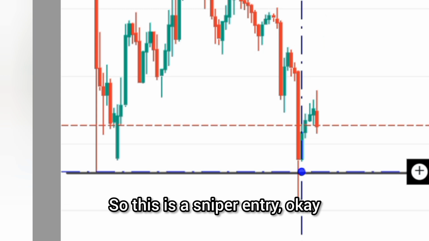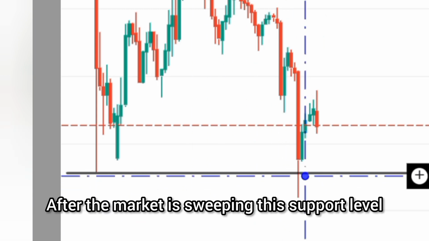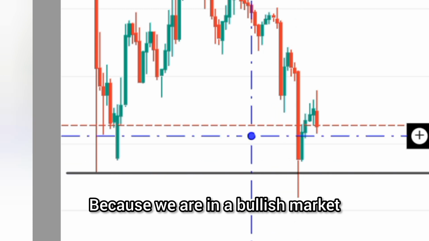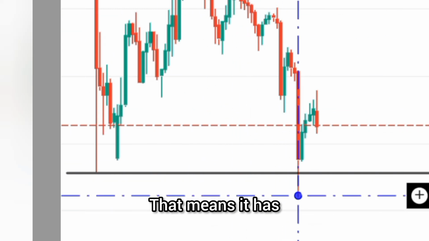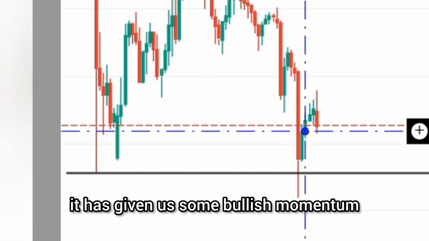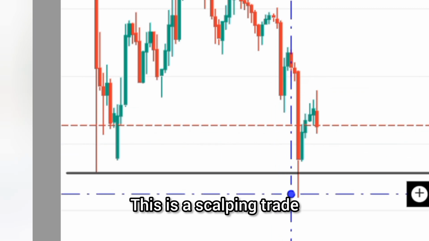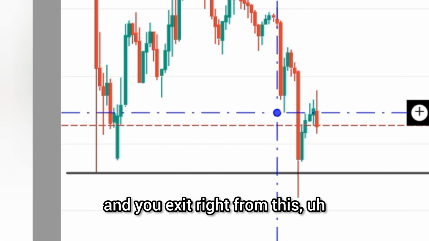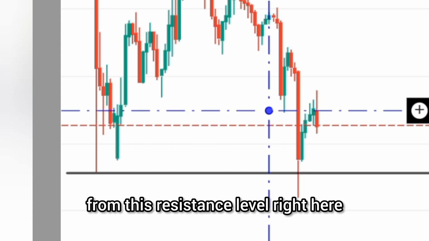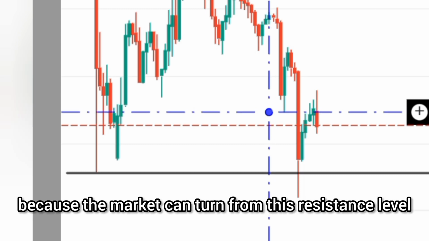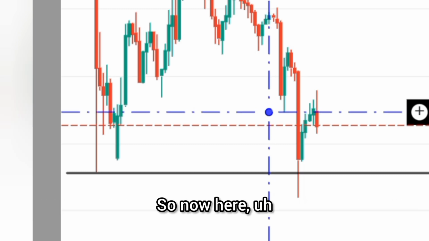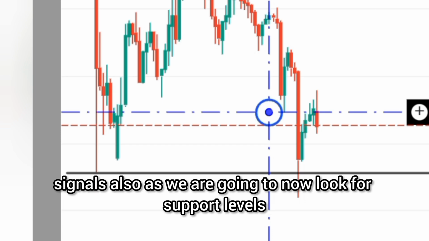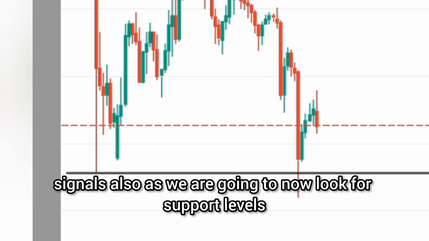So this is a sniper entry. After the market sweeps this support level, there is no way it will come back, right? Because we are in a bullish market. That means it has given us some bullish momentum. This is a scalping trade. Scalpers would just enter here and exit right from this resistance level, because the market can turn from this resistance level. Okay, so now, since the market is creating some bullish signals, we are going to look for support levels.